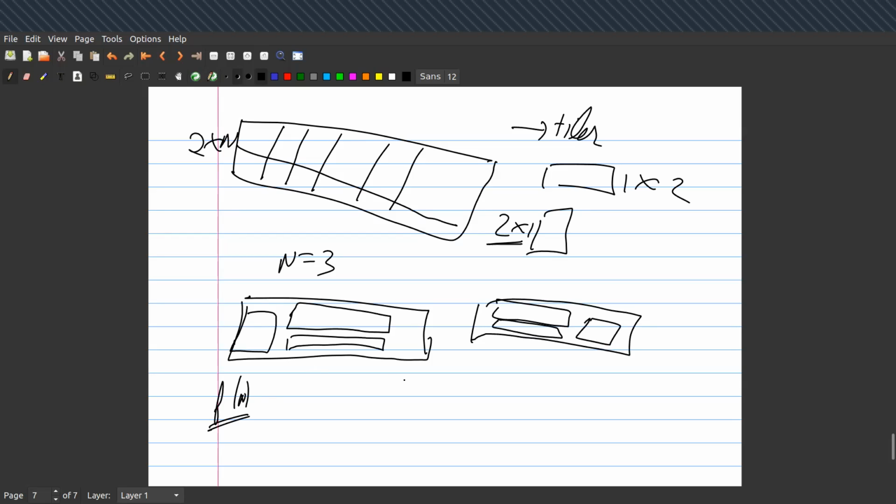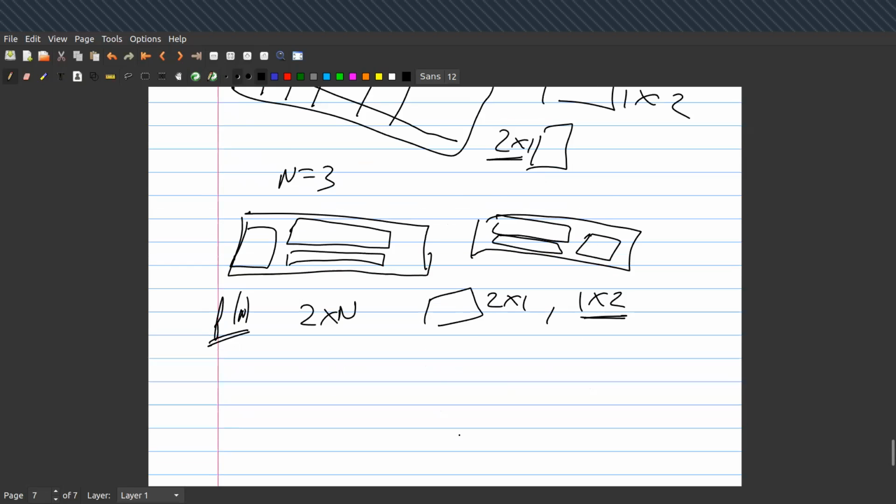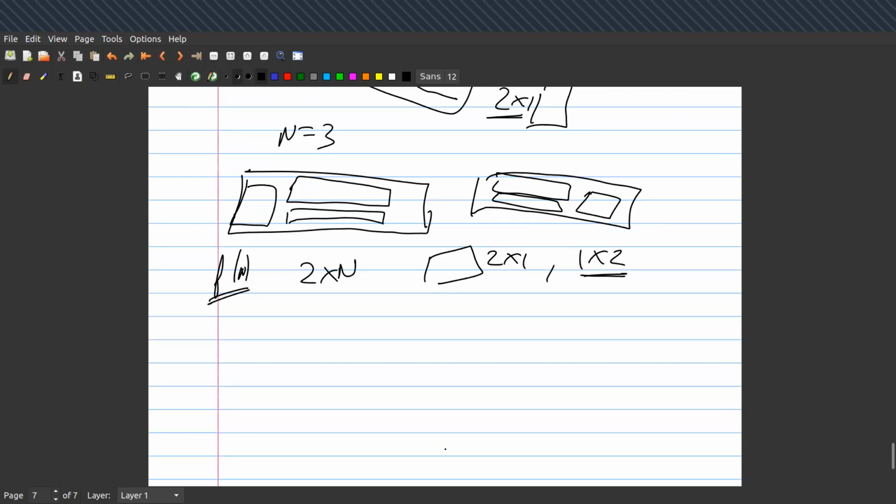So any solution for this? You get the problem, right? You have a grid of 2 cross n. You have tiles of size 2 cross 1 and 1 cross 2. You have to fill the grid with the tiles. How many possible configurations are there? Okay, let me give you 1 or 2 minutes to solve this.